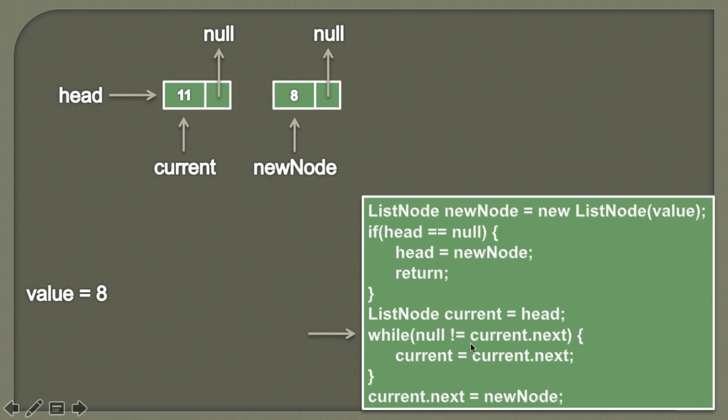So friends, in the while loop we provide a condition that current dot next is not equal to null. Here if you see, current is pointing to the node having data as 11 and its next is pointing to null. And we also know that currently in the singly linked list there is only one node having data as 11 and its next is pointing to null. Therefore current is pointing to this last node. So the condition in the while loop comes out to be false because current dot next is equal to null.